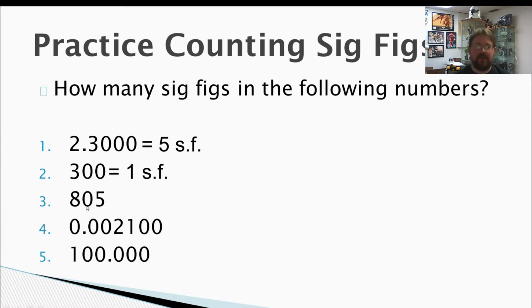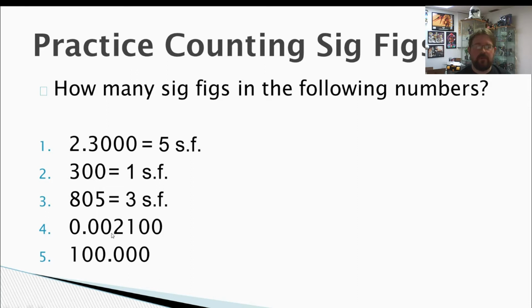Number 3, 805. The 8 and the 5 count. They're not zeros. This 0 also counts. Rule 2, the sandwich rule. It's between two significant figures, so it also counts. So that gives us 1, 2, 3 significant figures.